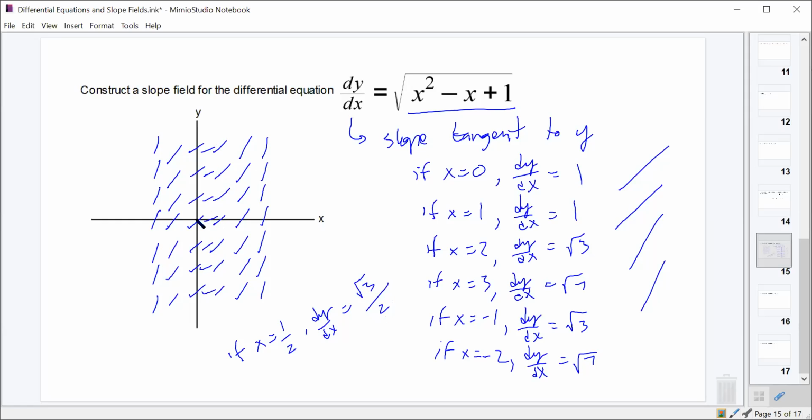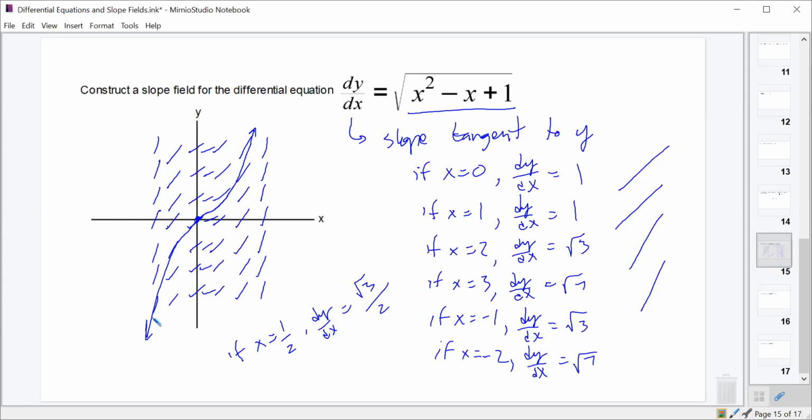So if I were to try and sketch the solution that went through the origin, it should be at a slope of 1. It should get a little less and then back up to a slope of 1 and then get a lot steeper and get steeper here as well. Good or no?